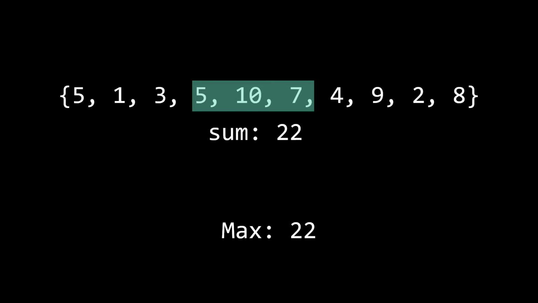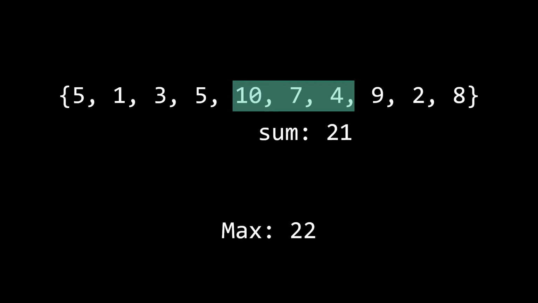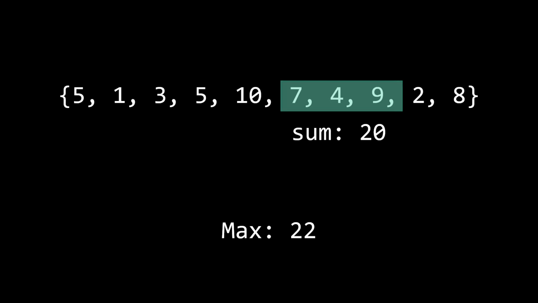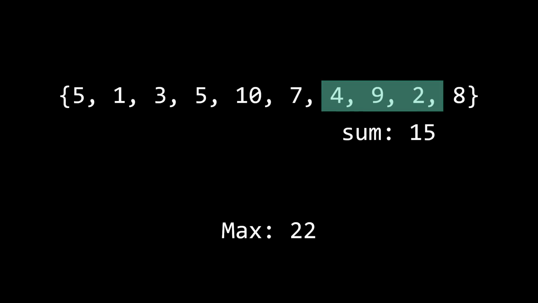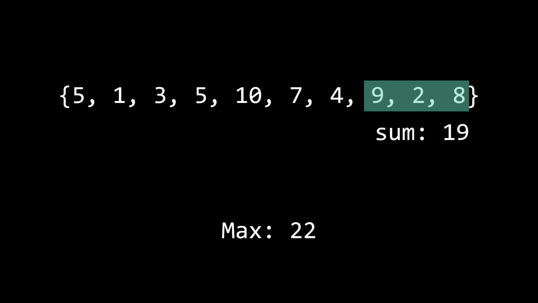Add the 4, subtract the 5, we get a 21. Add the 9, subtract the 10, we get 20. Add the 2, subtract the 7, we get 15. And then add the 8 and subtract the 4, we get 19. And that's pretty much it. So we're going to see that the maximum of all the subarrays of size k is going to be 22.